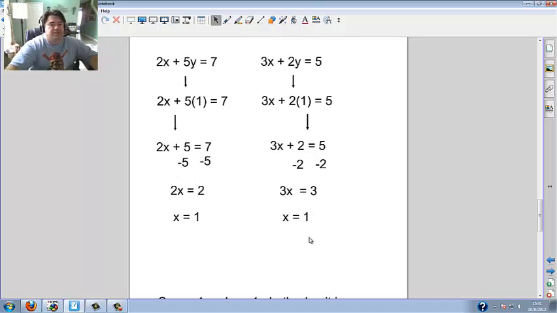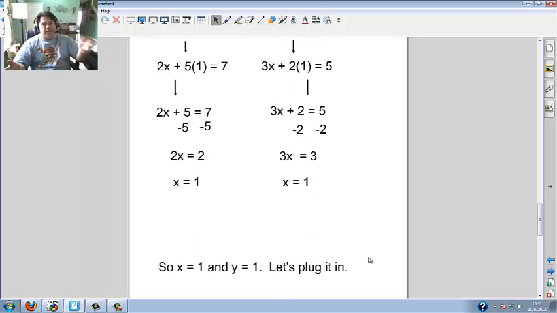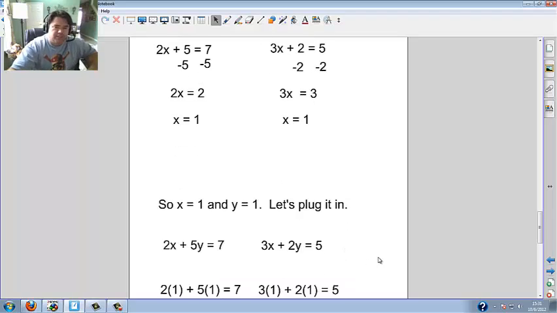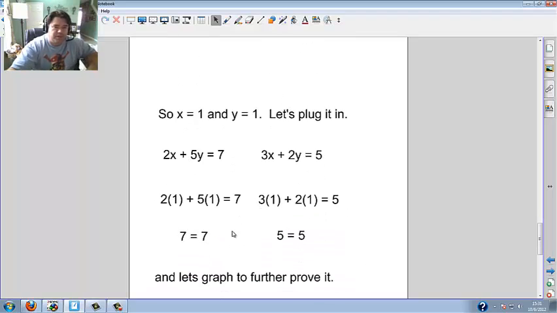Divide by 3, x equals 1. x equals 1 either way, y equals 1 either way. Let's plug them in. I plug in the 1, 1, and 1, 1. I get 7 equals 7, 5 equals 5. It doesn't matter, they're the same numbers. All that matters is it totals out.